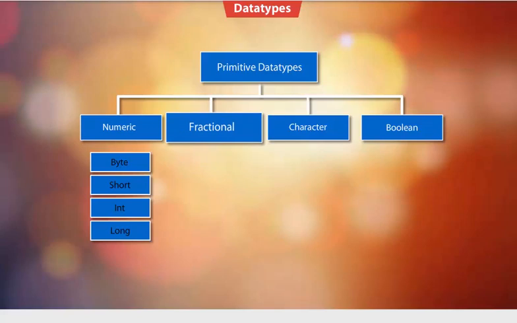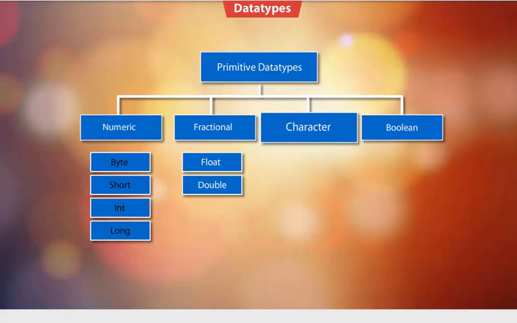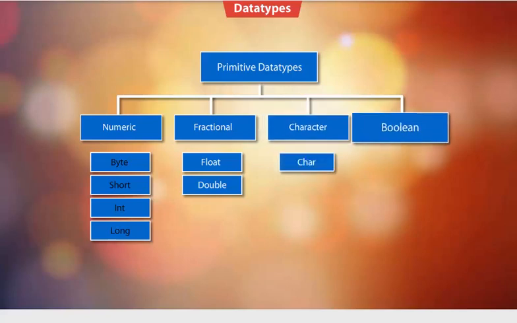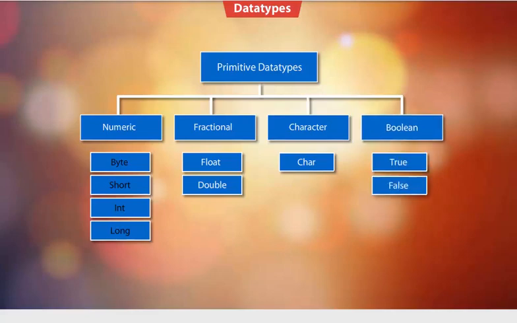Fractional primitive data types store fractional numbers, that is, numbers with decimal points, also called floating point data types. The fractional category includes two data types: float and double. Character primitive data types store characters or letters. The character category includes just one data type: char. Boolean primitive data types store Boolean values. A Boolean value has to be either true or false.